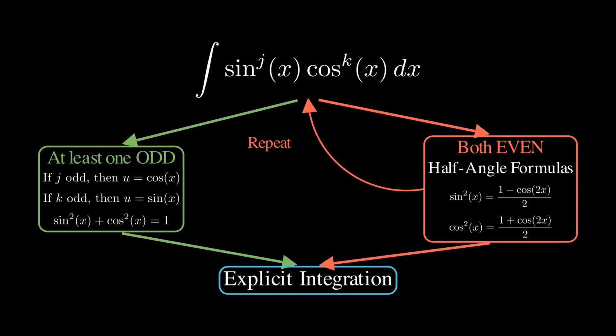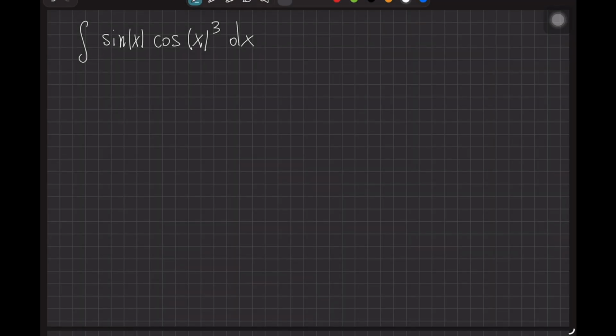But let's go with some examples. Let's start with something easy. Here we have the integral of the sine of x times the cosine of x to the power 3. And both powers of the sine and cosine are odd. Indeed, I can think of the sine as being to the power 1, and 1 and 3 are odd. In this case, we have multiple choices. For example, we can set u to be equal to the sine of x.